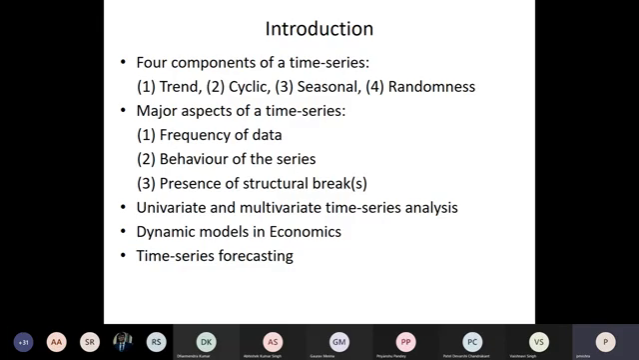But when we use time series data, there are certain aspects that we need to be very, very careful about. One is the frequency of the data. You will see the topic of this module that I'm discussing today talks about how to forecast using low frequency, medium frequency, high frequency data.